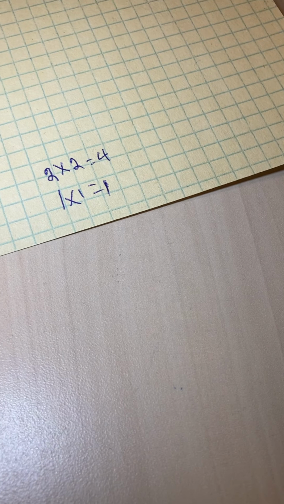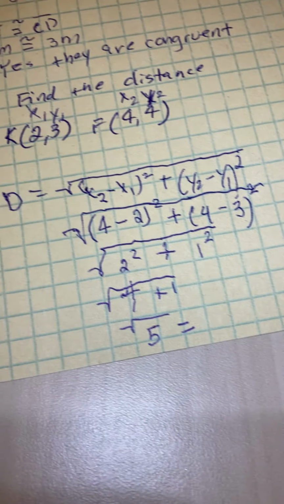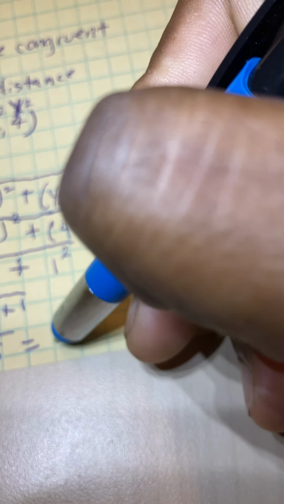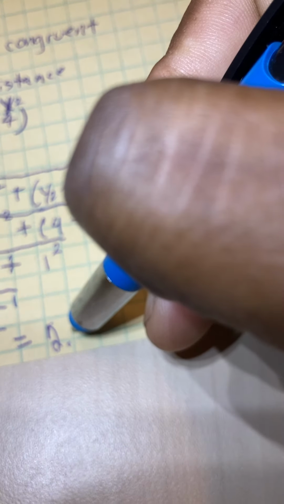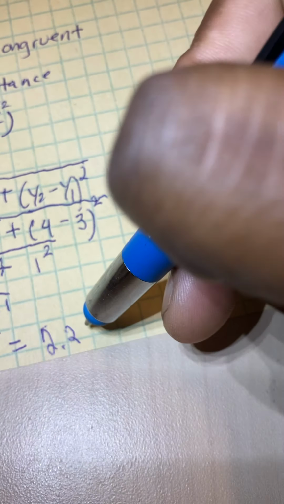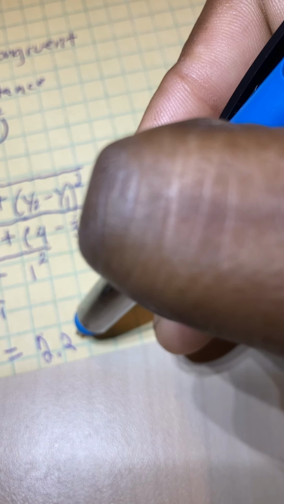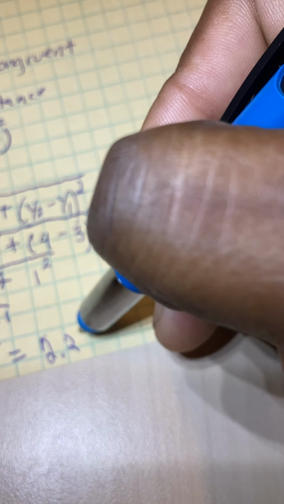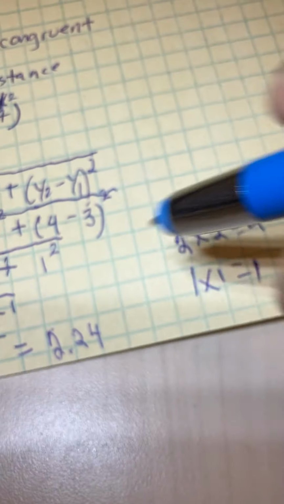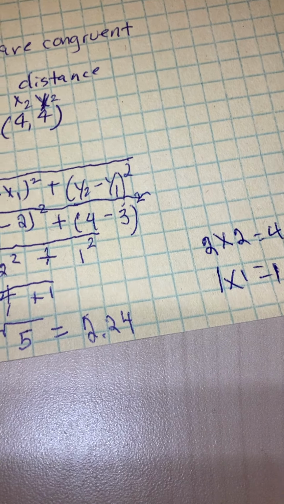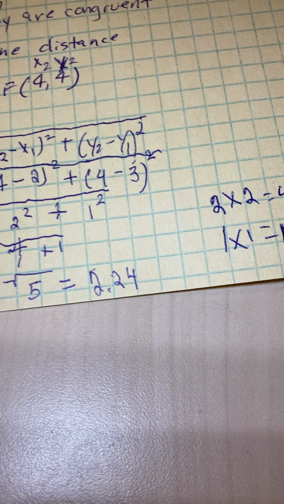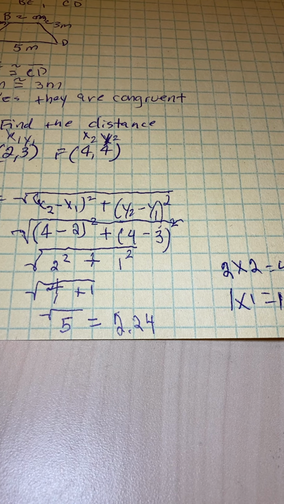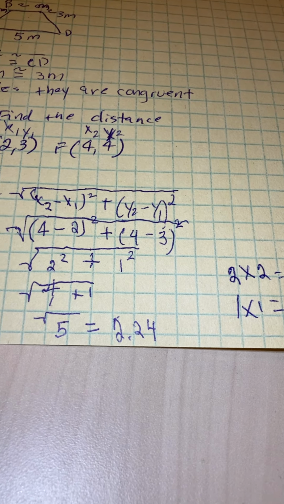So that's 2.2. Let's round up to the hundredths spot. So this is 2.24. Okay. Any other questions about that example?